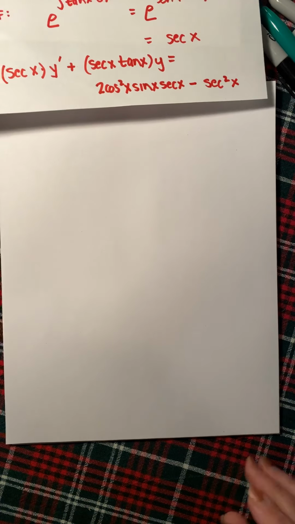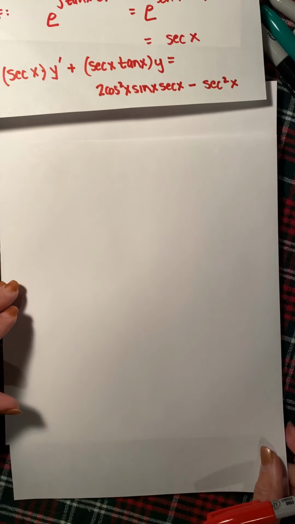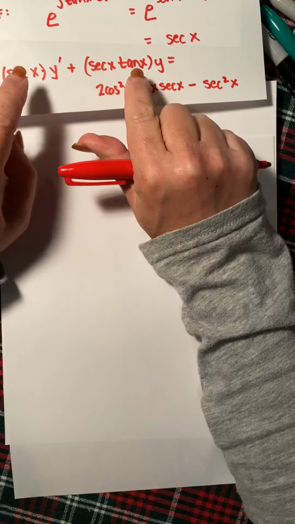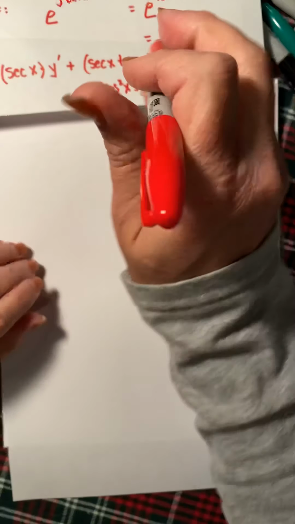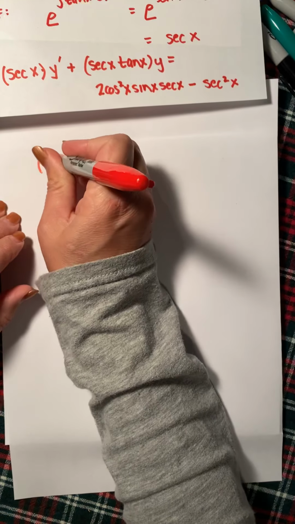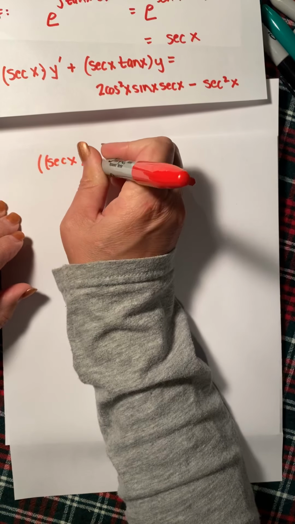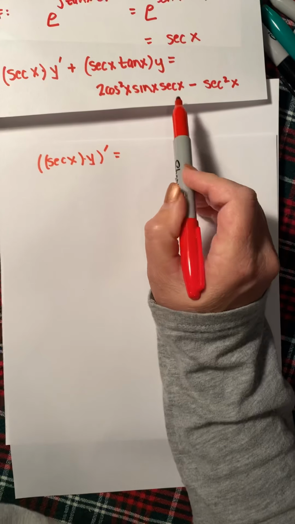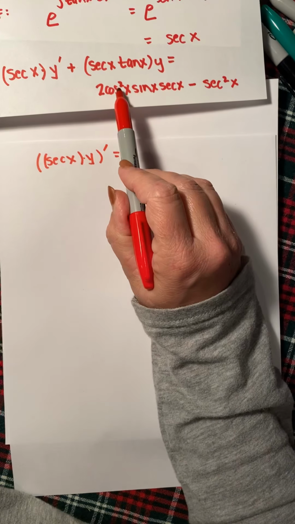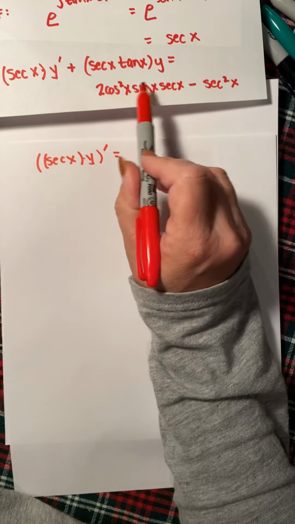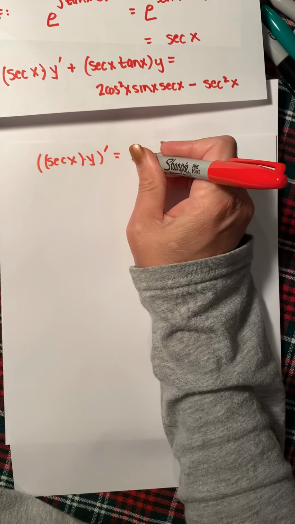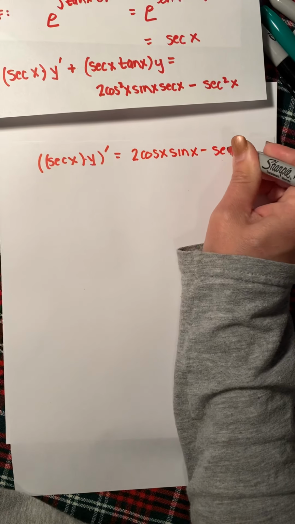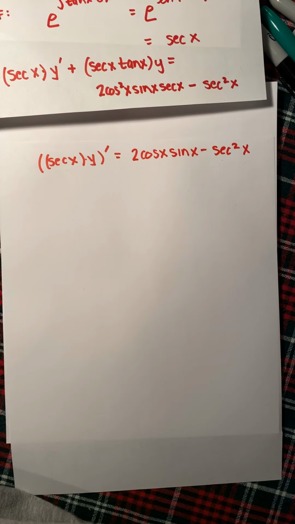So let's work with what we have here. Notice on the left-hand side, we have the secant, and then we have the derivative of the secant. We have the function y and its derivative. So the left side condenses nicely to the derivative of the secant of x times y. Let's clean up the right-hand side. Notice the secant is 1 over the cosine, so that cancels out with one of those cosines. So a cosine times a secant cancel each other out. This just becomes 2 cosine of x, sine of x, minus the secant squared of x. All right, not too terrible.